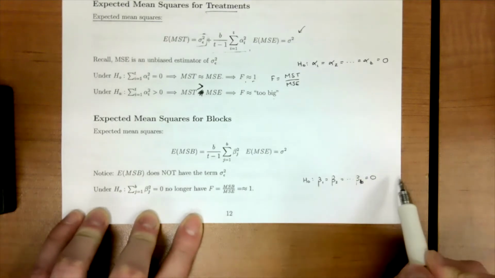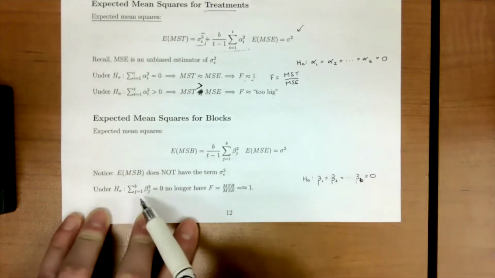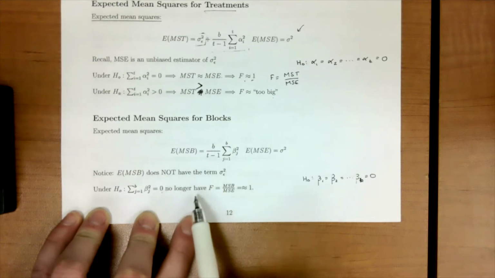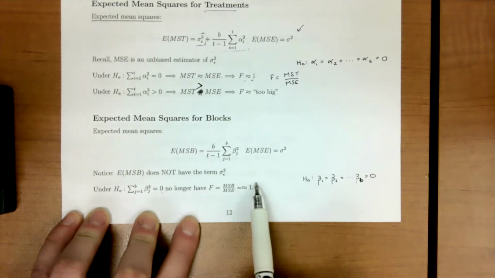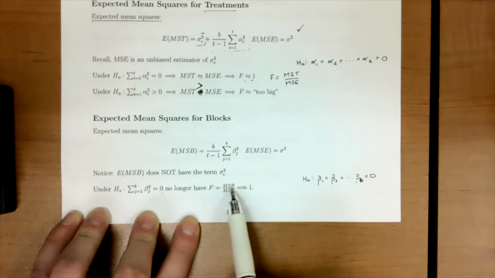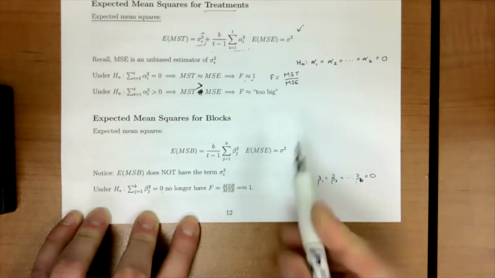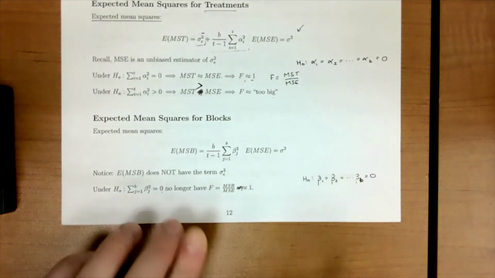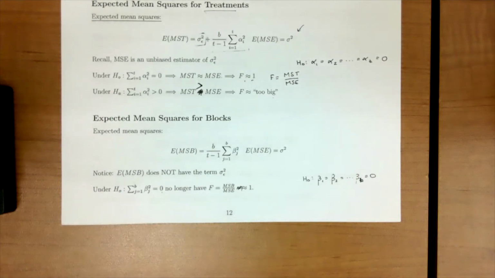If we were to have this, under the null, all these sums would go to 0, but then we would no longer have this F of MSB over MSE approximately 1. It would be 0. And so that doesn't really make sense. And so it's not going to be a valid test for blocking. Now, again, we could go into more theory, but I don't want to throw that at you guys because that's not what this class is about.